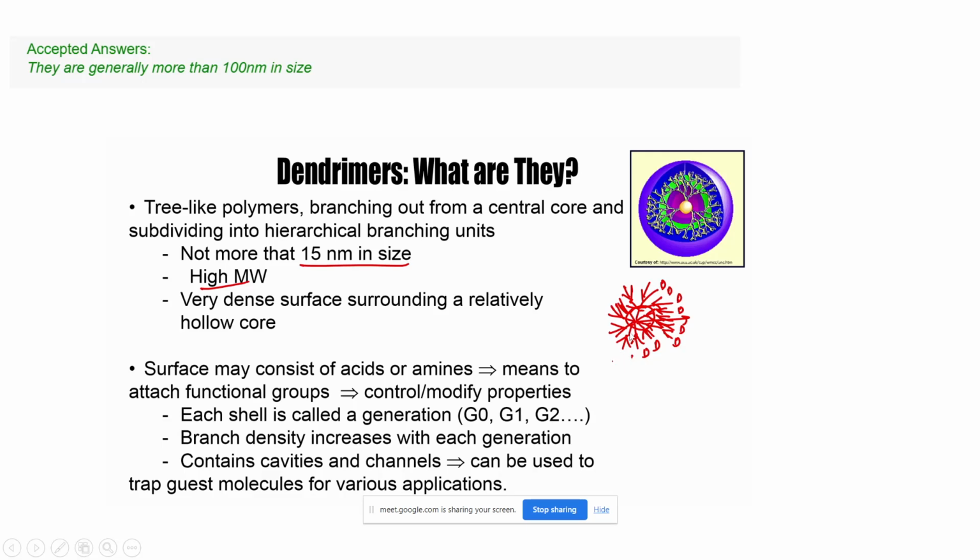So dendrimers are polymers that have several branches coming out from a central core, and they are not more than 15 nanometer in size, high molecular weight, with a very dense surface surrounding a relatively hollow core, and the surface may consist of acids or amines. The shells are called generations, and the branching density increases with each generation because it will be more and more branched with each subsequent shell. So they are generally not more than 100 nanometer in size is the correct answer.